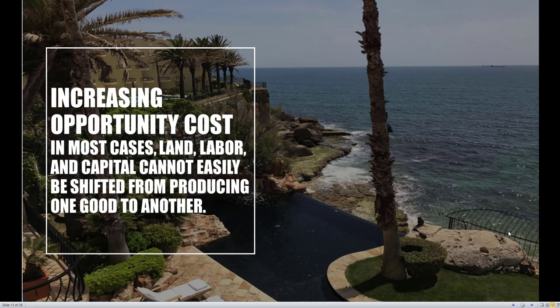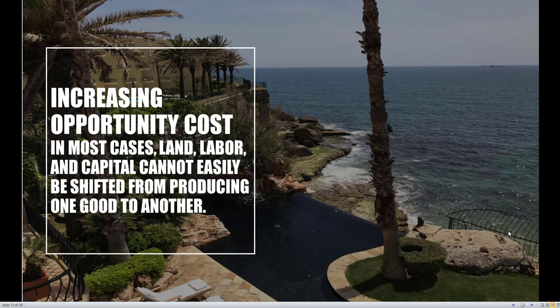So just to add a little bit more realism, a little bit more complexity to our model, we're going to assume that this cannot be true anymore. As you can see right here, in most cases, land, labor, and capital cannot be easily shifted from producing one good to another. So no longer are we going to assume that they are substitutable for one another. So land does not equal labor, labor does not equal physical capital, and so on. And when we assume that these factors of production can no longer be substitutable for one another, we're going to have an increasing opportunity cost. No longer are they going to be constant or remaining the same.